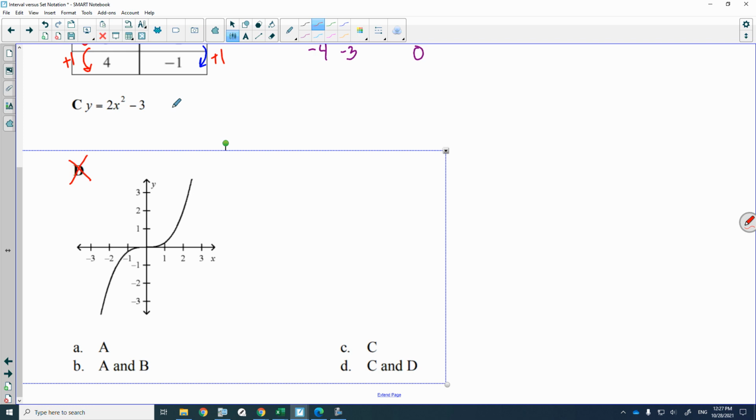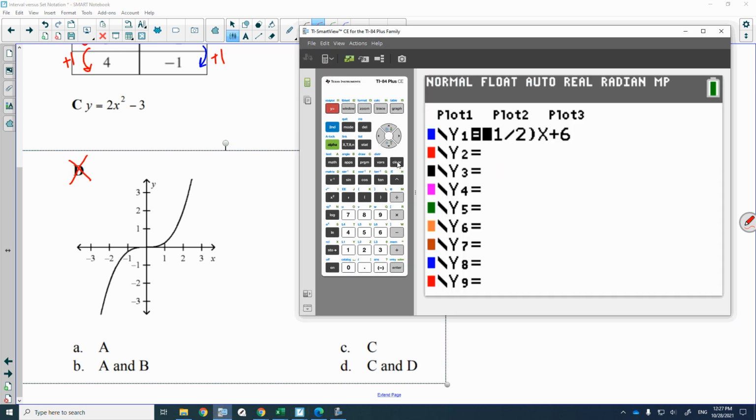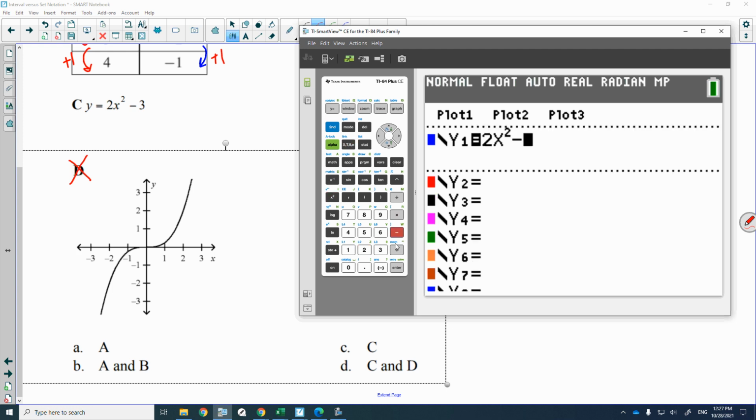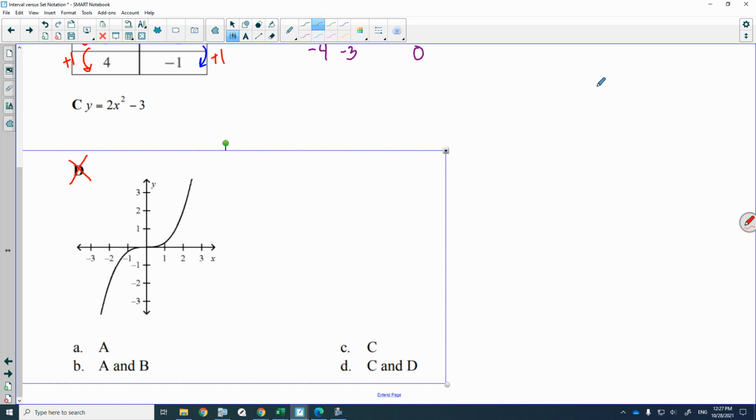Graph it, right? So go to your calculator. Y is equal to 2x squared minus 3. Is that guy linear? No. So it's not that one. Just to let you guys know, this is a degree of 2. So from polynomials, that's a degree of 2.